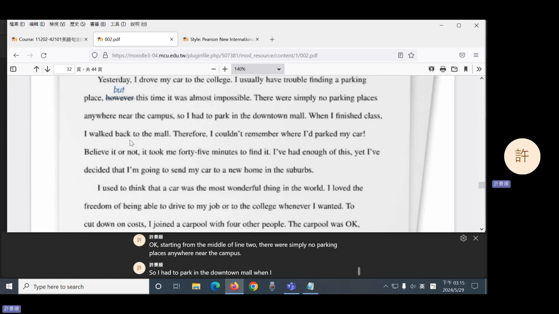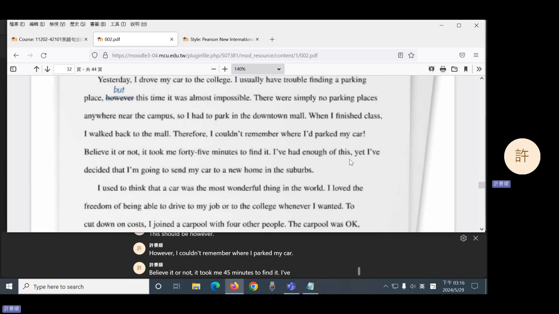When I finished class, I walked back to the mall. Therefore, I couldn't. No. Why is there no reasoning here? Therefore doesn't belong. This should be however. However, I couldn't remember where I'd parked my car. Believe it or not, it took me 45 minutes to find it.